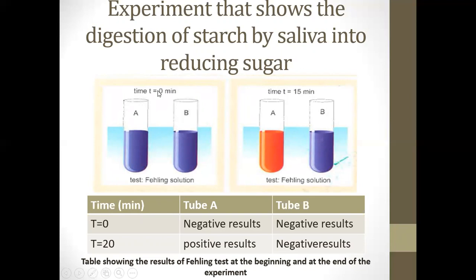At t equals 0 minutes, both gave negative results. So this means that with Fehling test, there is no sugar. But after 20 minutes, tube A gave a positive result, which means that there is a reducing sugar here. But tube B gave negative result, which means also that there is no sugar. So this shows that the starch in the bread is going to be digested into a sugar. For that, we can taste the sweet taste when we are eating a piece of bread.